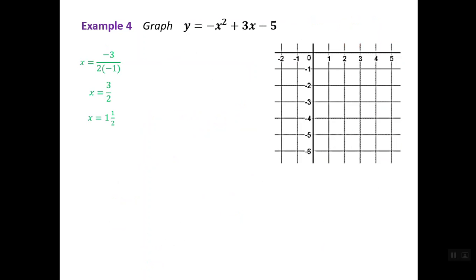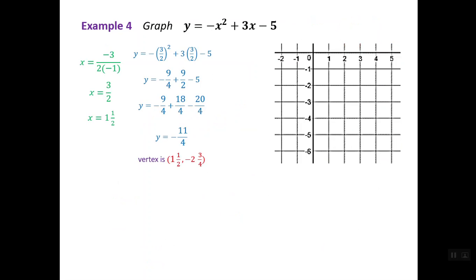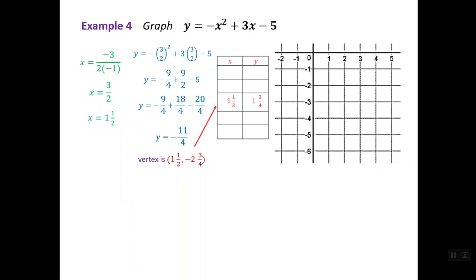I'm determining the x value of my vertex, the opposite of b over 2a. I come up with 1.5. I plug in 1.5, though I keep it as 3/2 when I'm doing my computation. Plug it in, solve. I get the y value is -11/4. Now, we tend to say keep them as improper fractions, but I like to write them as mixed numbers so that it makes the graphing easier for me to understand.